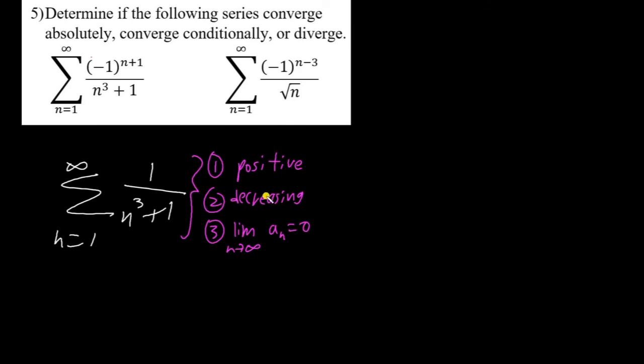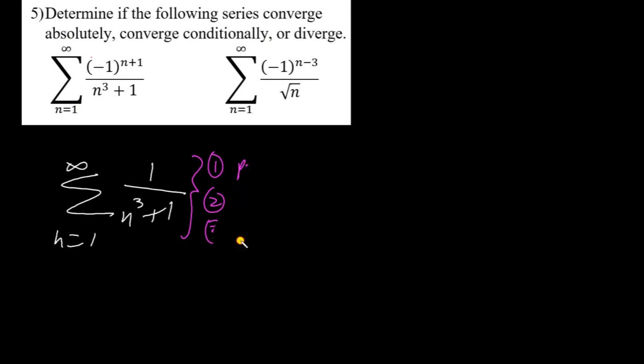Let's see, is it positive for n greater than or equal to 1? Yeah, it is. Is it decreasing? Well, the denominator is going to keep getting bigger, so yep. And then is the limit 0? Absolutely. So we've met those 3 conditions, and so this series up here is going to converge by the alternating series test. But does it converge absolutely, or does it converge conditionally, right? That's the question. So for that, we're going to look at just this series here.